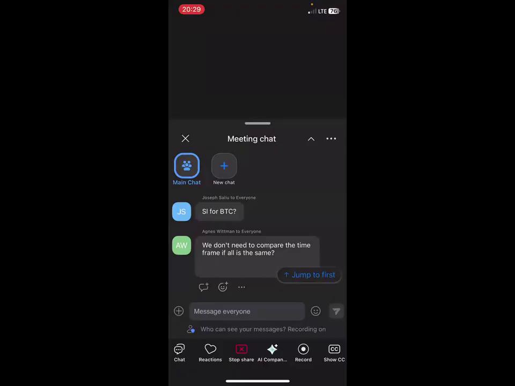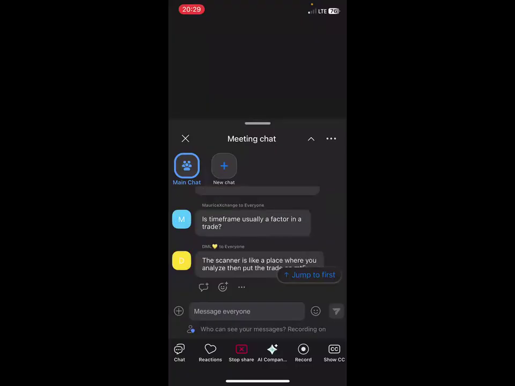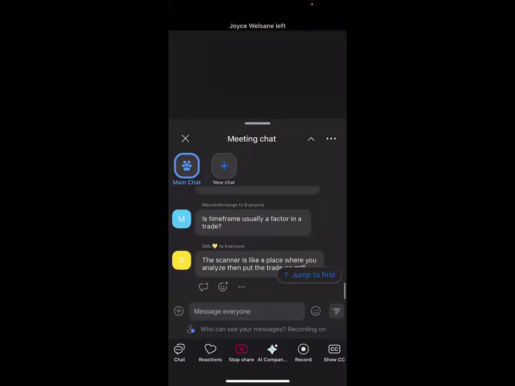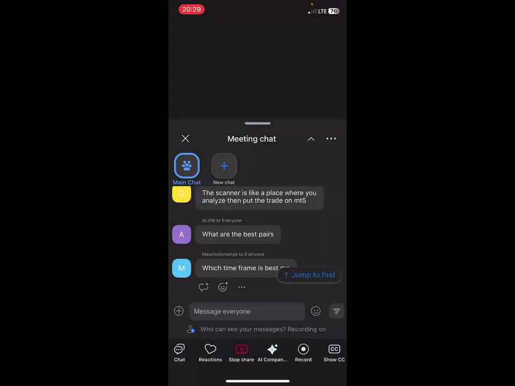Now, I'm going to tell you when I trade. Is the time frame usually a factor in a trade? Yes, on the scanner. The scanner is a place where you analyze, then put the trade on your MT5. The scanner will actually do the analyzing for you. All you have to do is just copy what the scanner has done into your MetaTrader 5.